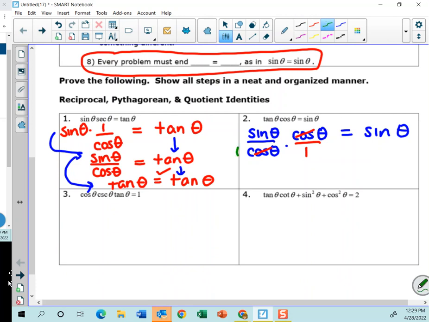So in this case, we have sine over 1 times 1 over 1. So that's a sine times 1. And I think we can see pretty quickly, oh, yep, that's true. Sine times 1 is a sine. Sine equals sine. Check.